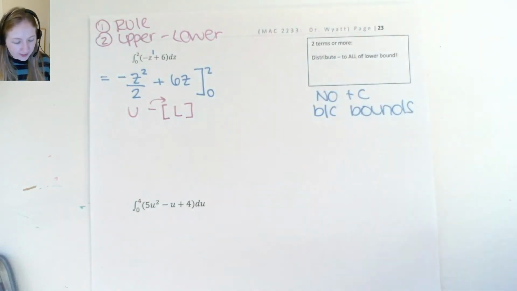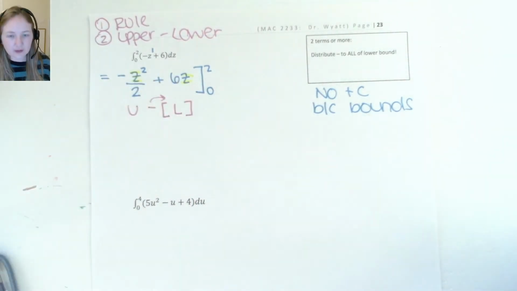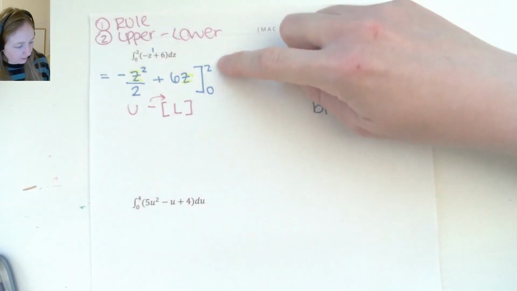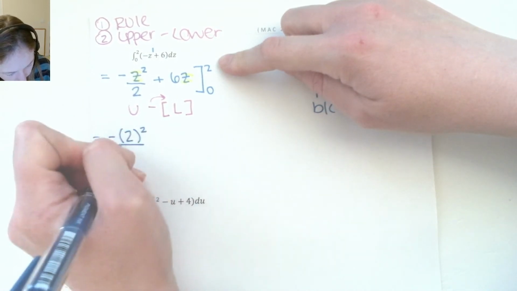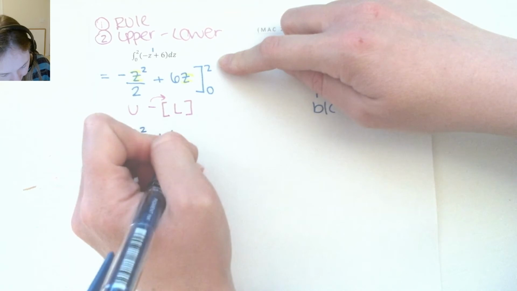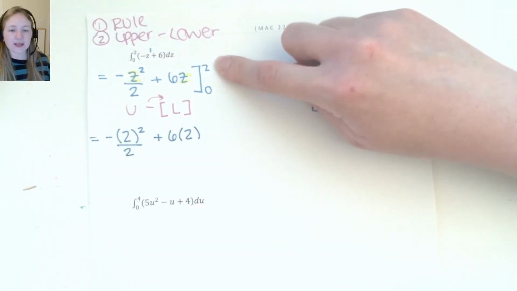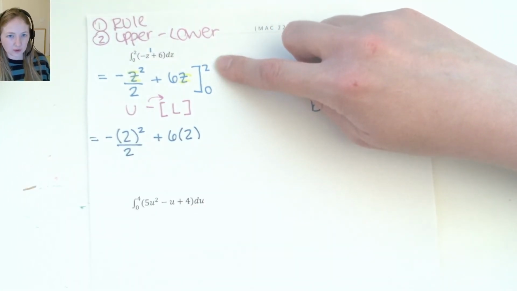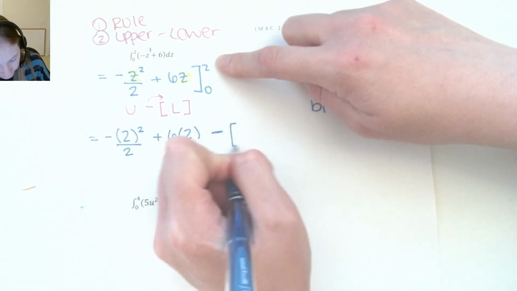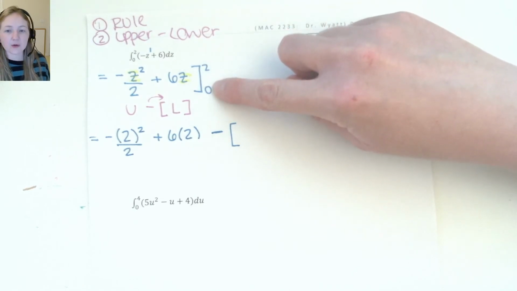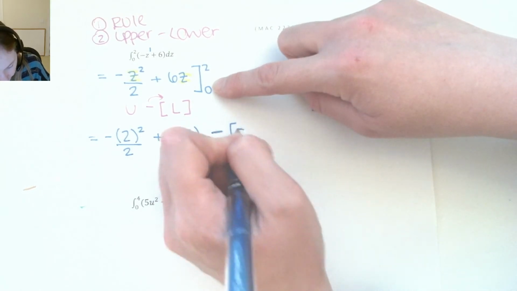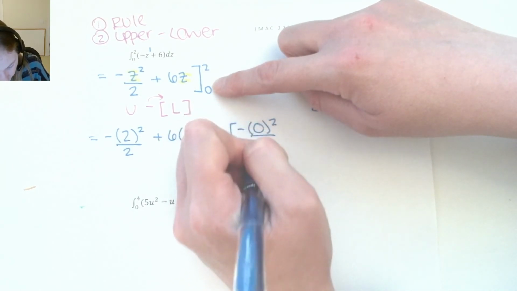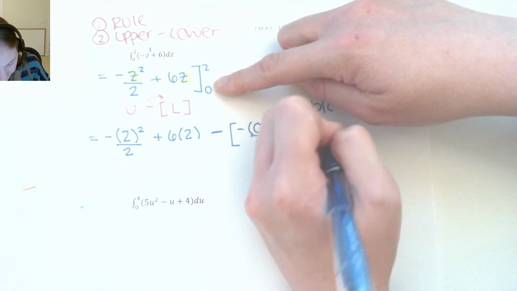So I'm going to take 2 and plug it in for those z's. So I'm going to have negative 2 squared over 2 plus 6 times 2. So that's just taking 2, plugging it into the antiderivative. Then I say minus, and then I'm going to plug in my lower bound, which was just 0. So my lower bound plugged in will be negative 0 squared over 2 plus 6 times 0.